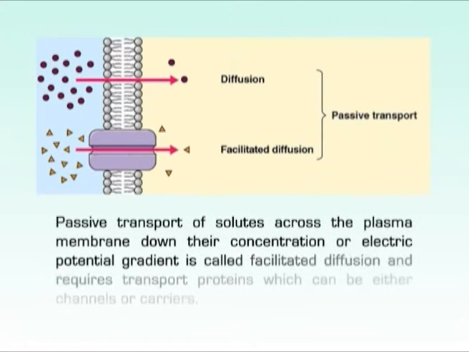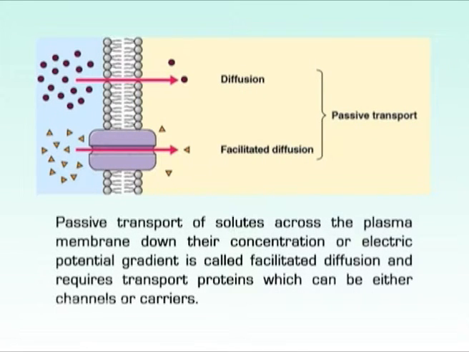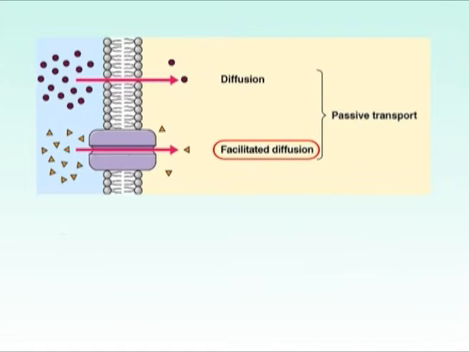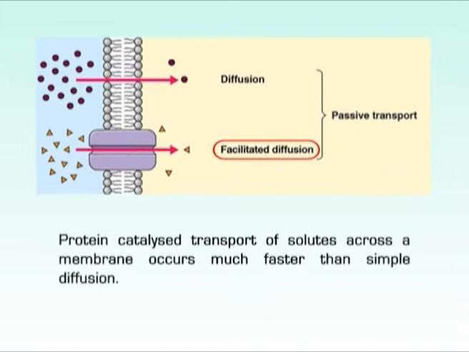Now let's look into passive transport first. We also call it facilitated diffusion or facilitated transport. Passive transport of solutes across the plasma membrane down their concentration or electric potential gradient is called facilitated diffusion and requires transport proteins which can be either channels or carriers. Protein catalyzed transport of solutes across the membrane occurs much faster than simple diffusion.